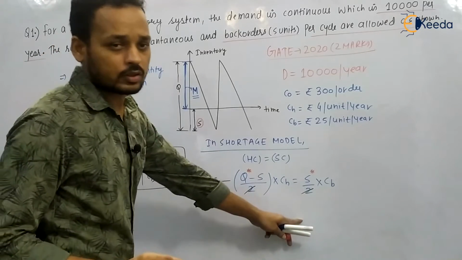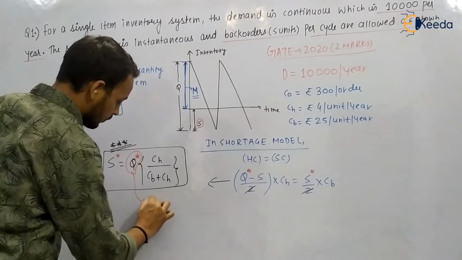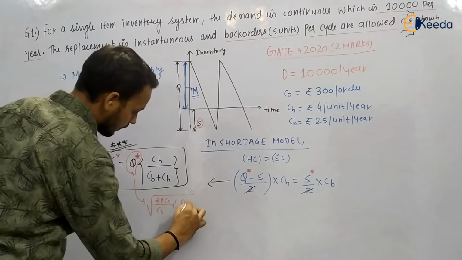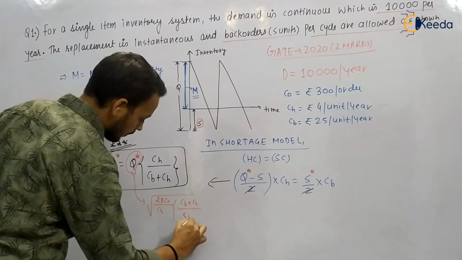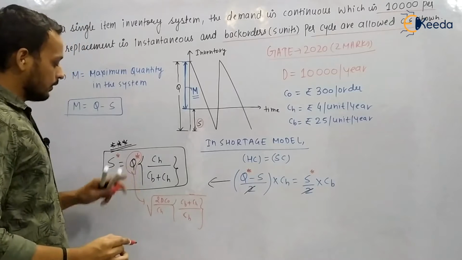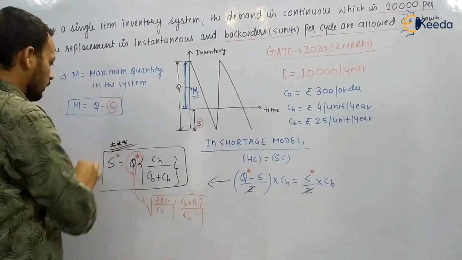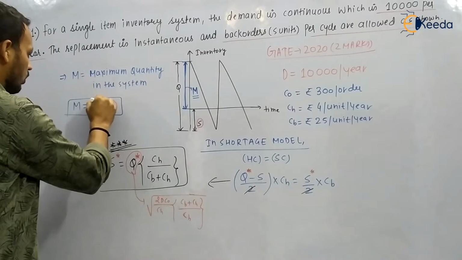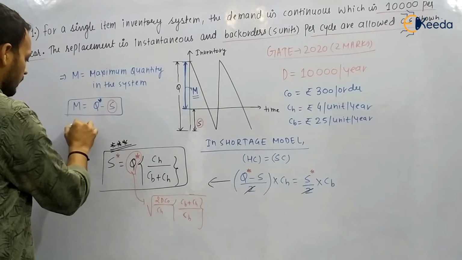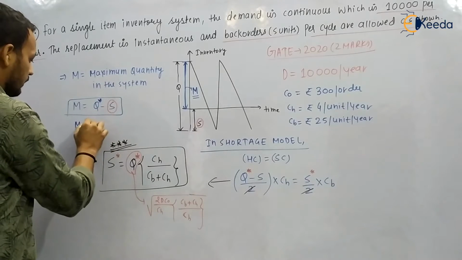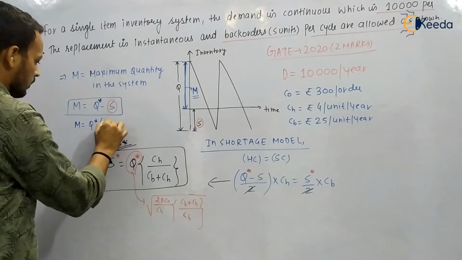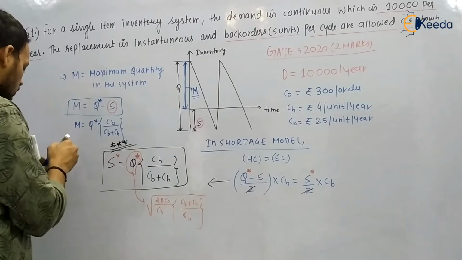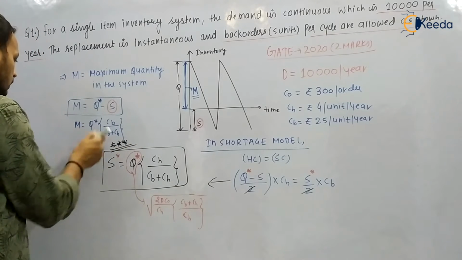Previously we have found the Q star. Q star can be found from the formula we know: root of 2D C naught by CH, into (CB plus CH) by CB. From here we find the Q star, and here you put the value of Q. Then M you get by subtracting, so directly we get Q star into CB upon CB plus CH. So we have also derived the previous formula.